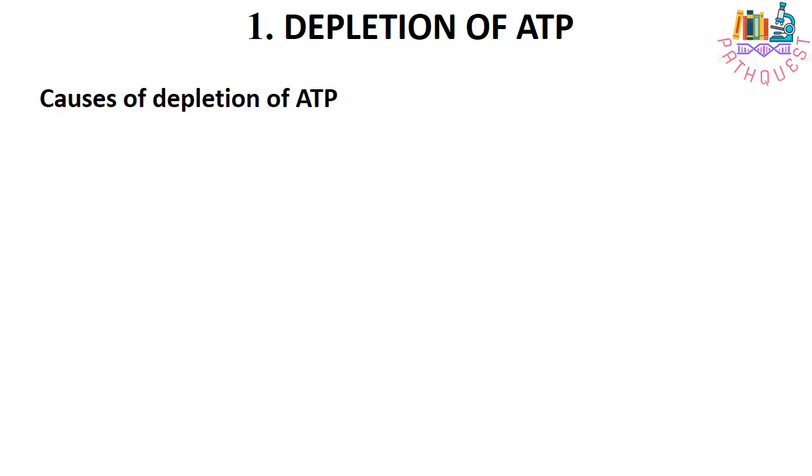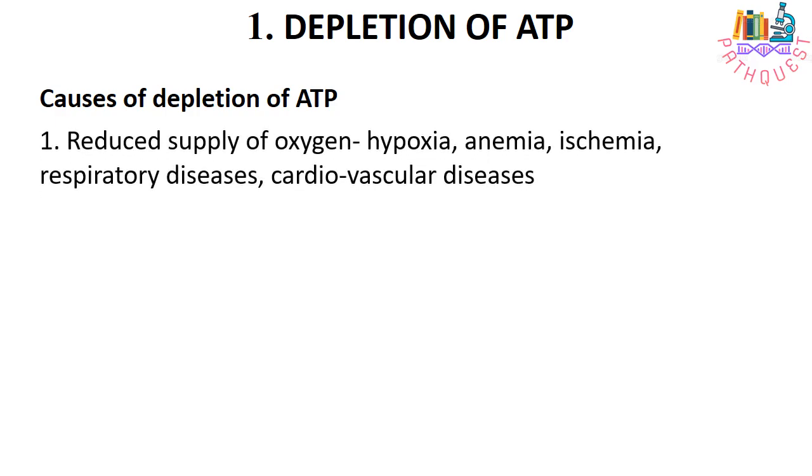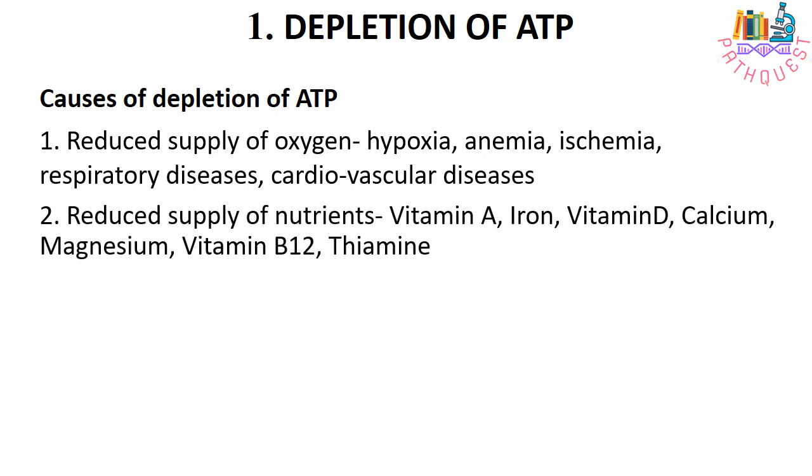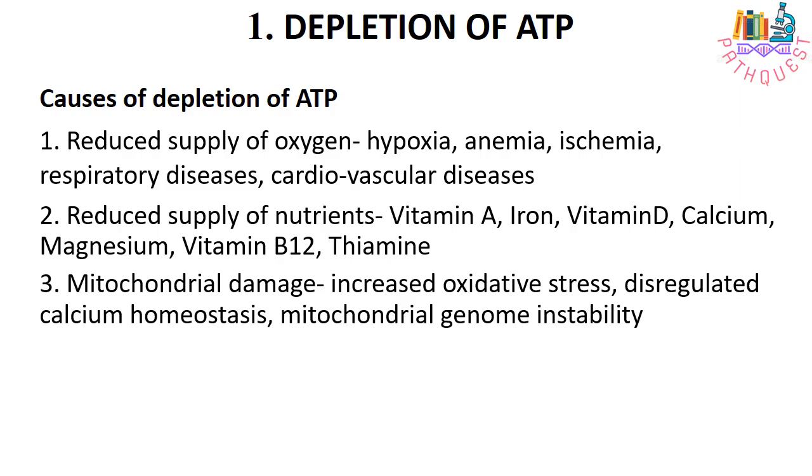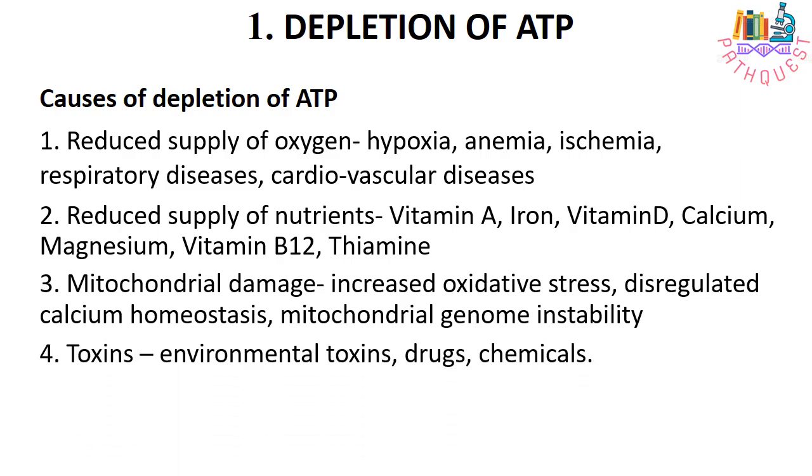Let's see different mechanisms of cell injury in detail. To start with, the first mechanism is depletion of ATP. Various causes of depletion of ATP include reduced supply of oxygen by causes like hypoxia, anemia, ischemia, respiratory and cardiovascular diseases, reduced supply of nutrients like vitamin A, D, vitamin B12, thiamine, and various minerals like iron, calcium, and magnesium, mitochondrial damage by increased oxidative stress, dysregulated calcium homeostasis, and mitochondrial genome instability, and exposure of mitochondria to toxins like environmental toxins, drugs, and chemicals. Depletion of ATP can have various effects on the cell, which ultimately result in cell injury.